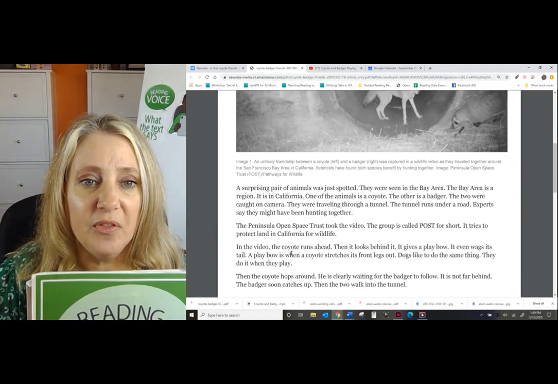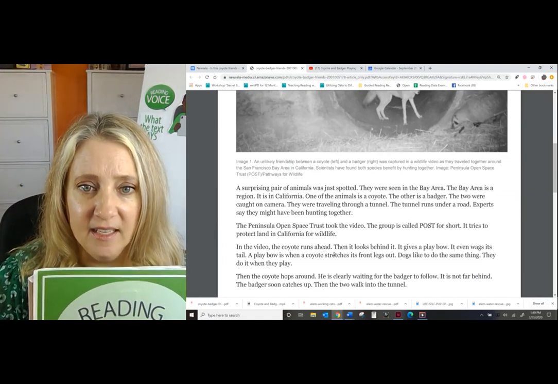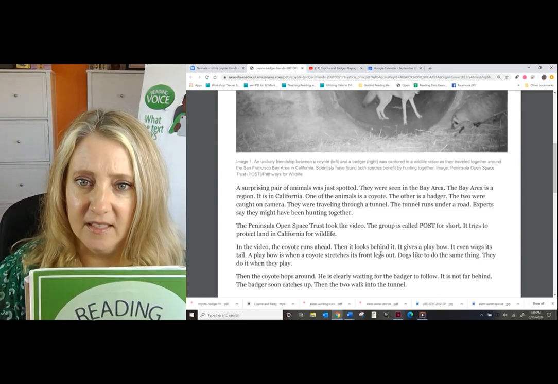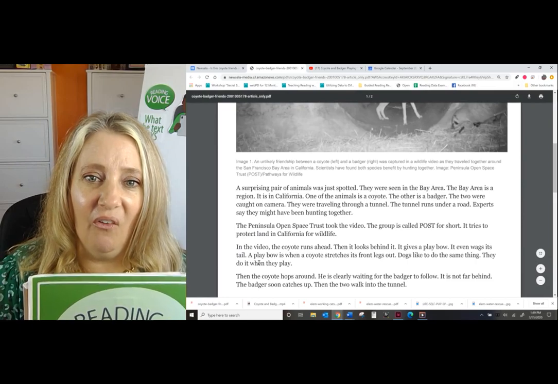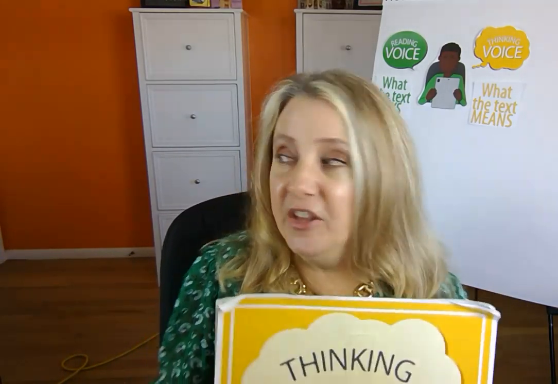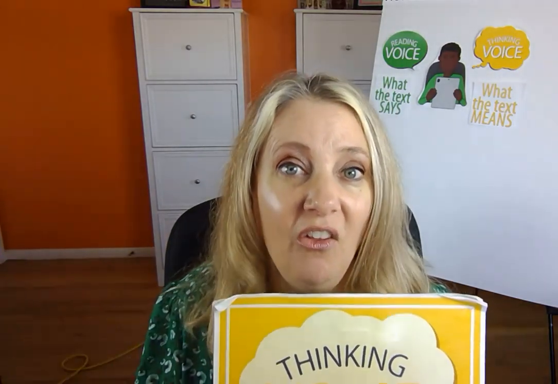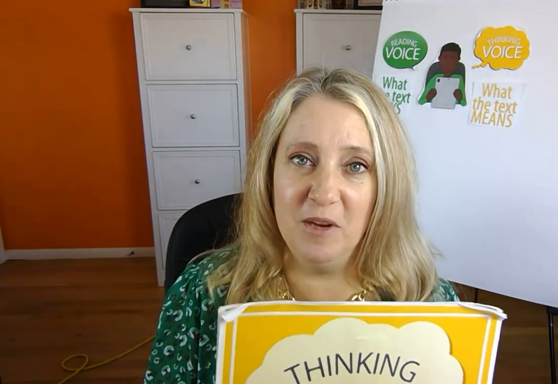In the video, the coyote runs ahead, then it looks behind it. It gives a play bow. It even wags its tail. What? My thinking voice is imagining. It's actually seeing the coyote, how the coyote might run ahead in the tunnel, then look behind, looking for the badger, and that play bow that dogs do. I've seen my dogs do that, and it's wagging its tail. No wonder they think it's friends. That's what my dogs do when they're trying to be friendly.